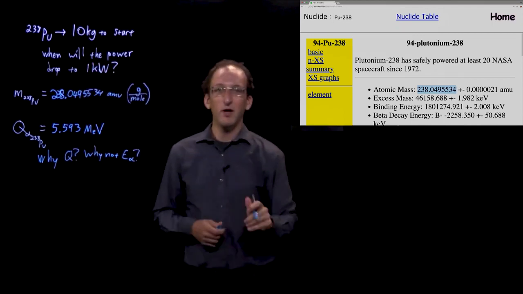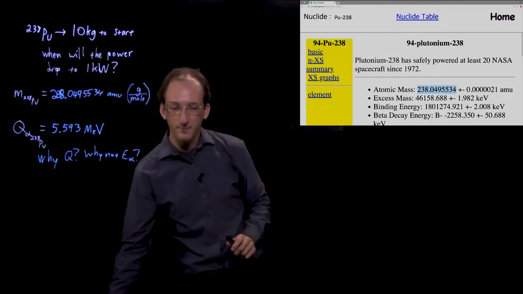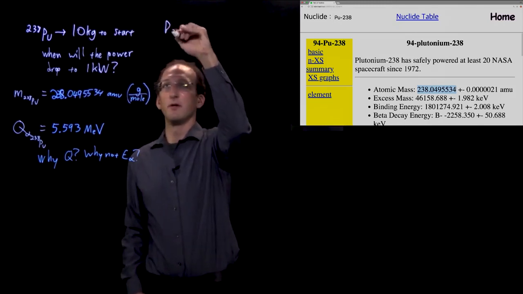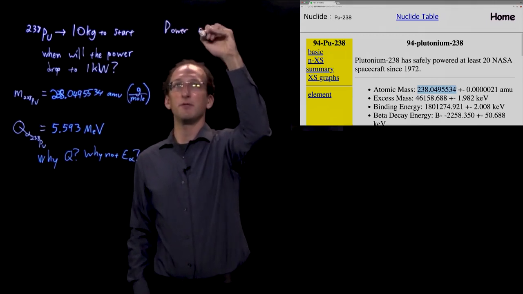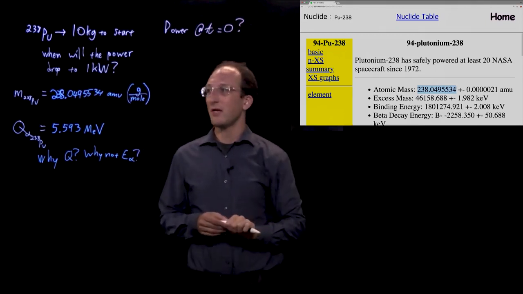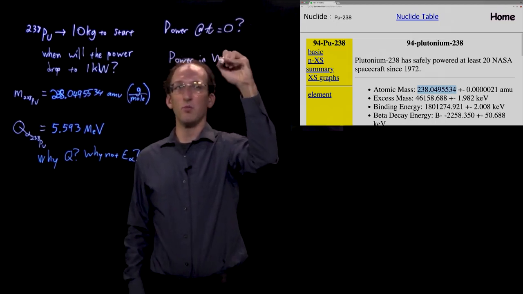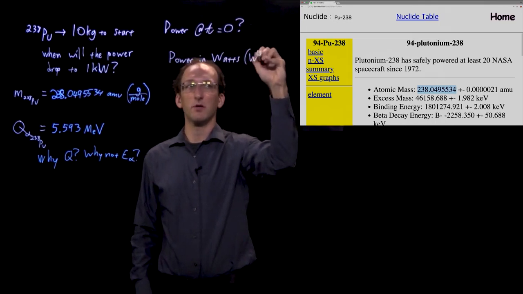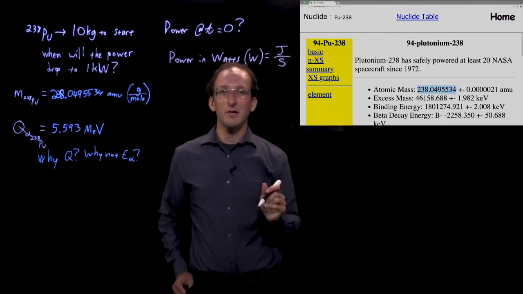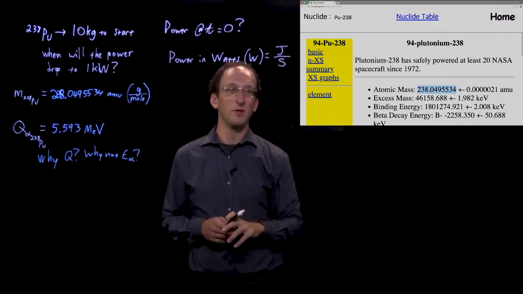Okay, so we've got all the things we need from our table of nuclides. So let's start calculating. First, we can answer the question, how much power did this RTG produce at time equals 0? So let's set up a little bit of unit analysis to get power, which is in watts. Let's call that W, which is the same as joules per second. So we need to somehow get from radioactivity, which we can calculate, to power, which, well, we'll get there.